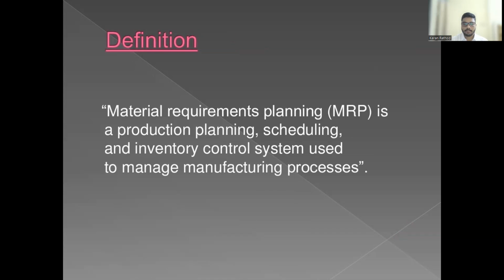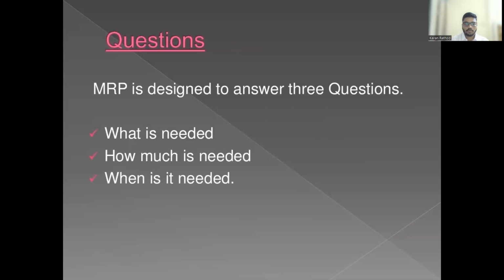Definition of material requirement planning. Material requirement planning is a production planning, scheduling, and inventory control system used to manage manufacturing processes. MRP is designed to answer three questions: what is needed, how much is needed, and when is it needed. These are the three questions answered by MRP, and it helps in inventory management and production control.